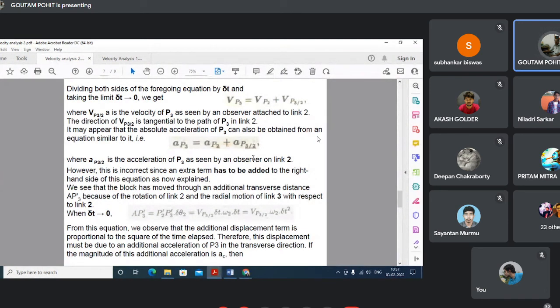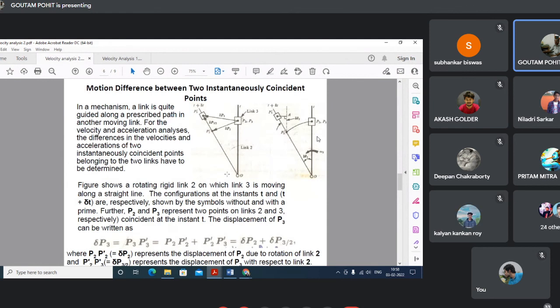Why do you have to add another term? If you solve it analytically with the ijk vector, this other term will automatically come here. But I will try to give a heuristic explanation for this. Okay. Now, see what is happening actually.